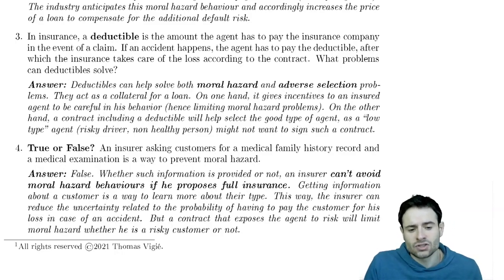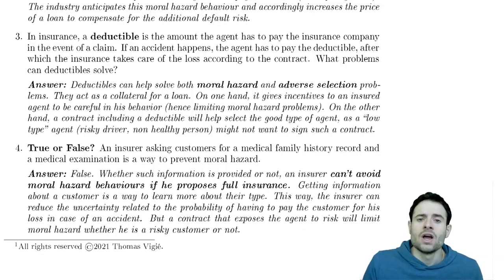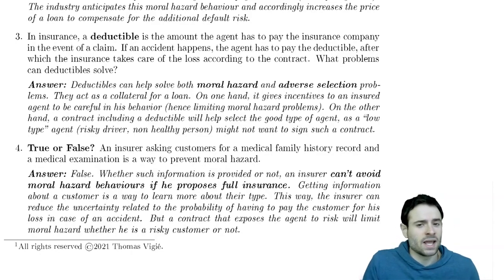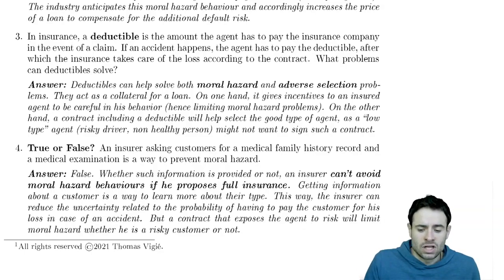Getting information about a customer is a way to learn more about their type. Are they the risky type? Oh, it's a smoker. Okay. Higher chance of having to go to the hospital. Oh, this person has diabetes. So there are some expenses related to diabetes, such as the monitors and so on and so forth, and regular appointments. Oh, this person has a couple of cancers already and her whole family had cancer in the past. So this person might be predisposed to cancer, which increases the likelihood of this person needing medical care.